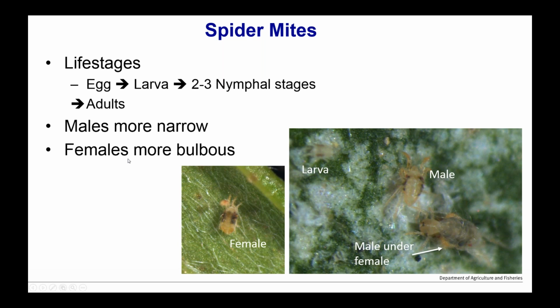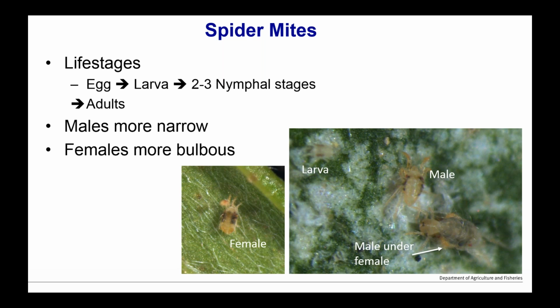So spider mites have 4 stages in their life cycle. They have an egg, which is generally spherical. They have a larval stage with 6 legs, and then they have 2 or maybe 3 nymphal stages before they turn into an adult. Males look a little bit different from females, and if you become practiced at looking at spider mites under a microscope, you'll be able to tell this difference quite readily.